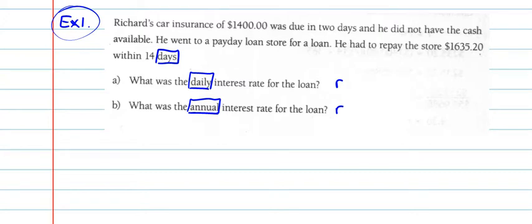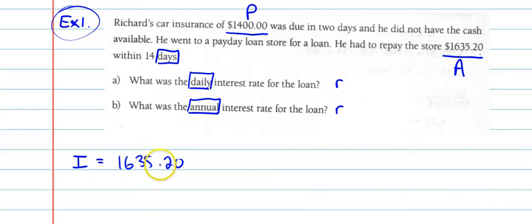So in this case, we're borrowing the $1,400, but we're not paying back just $1,400. We're paying back $1,635.20. So this is our principal amount, and this will be the total amount we pay back. So the interest that we are being charged, the interest amount, is going to be the total amount paying back minus the original amount we had borrowed. And that's going to give us $235.20.